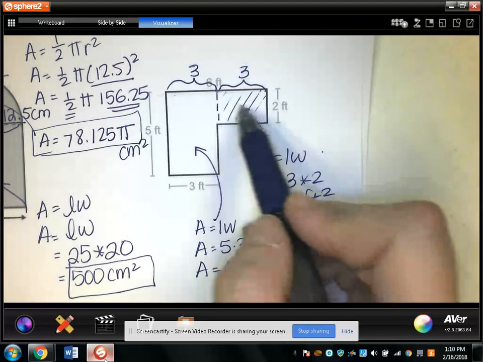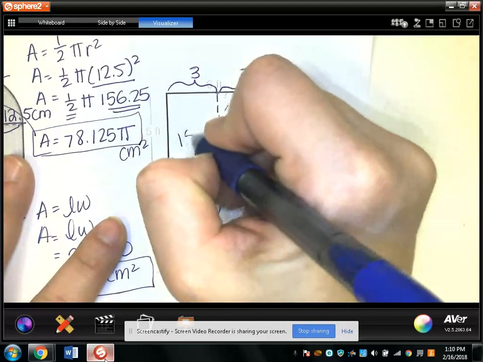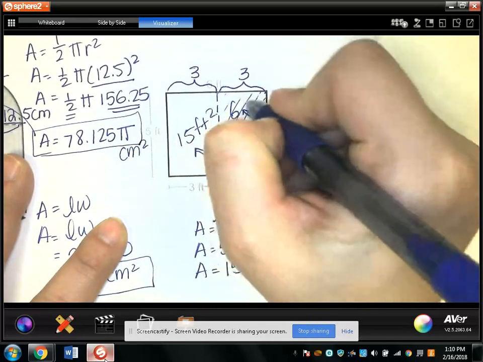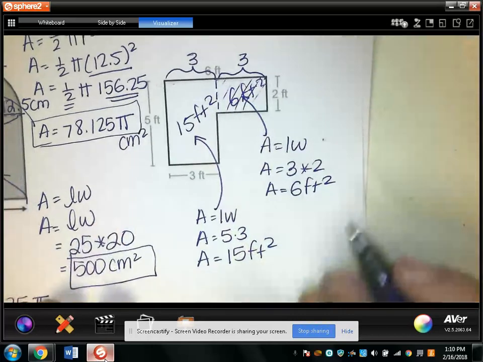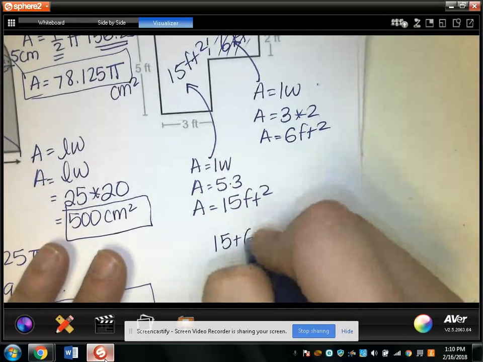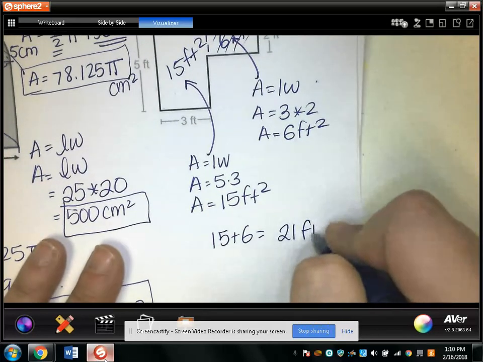And now to find the area of the whole shape, I know that this is 15 feet squared and this is 6 feet squared. So I'm just going to add them together. 15 plus 6 is 21 feet squared.